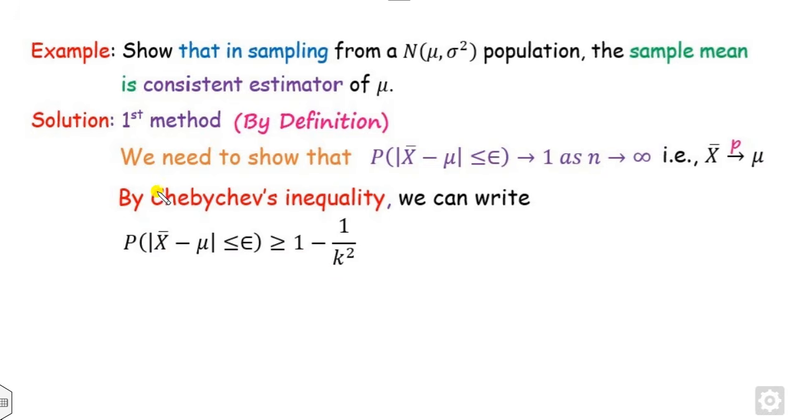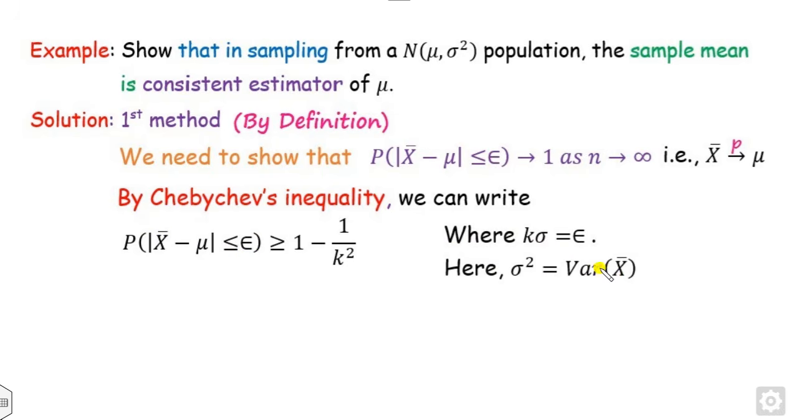What is the K? K is nothing but my K sigma. Here K sigma is nothing but epsilon. And what is the sigma? Sigma is the standard deviation of this x bar, that is, sigma square is nothing but the variance of the x bar. So now our task is to find firstly the variance of the x bar.